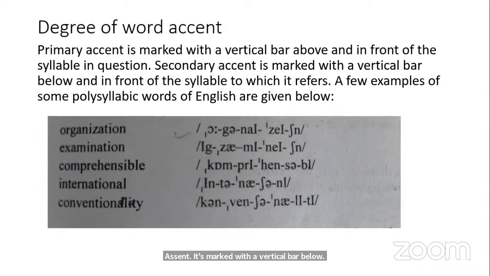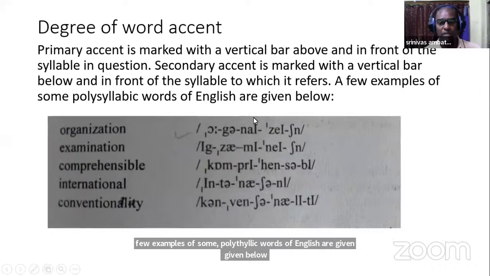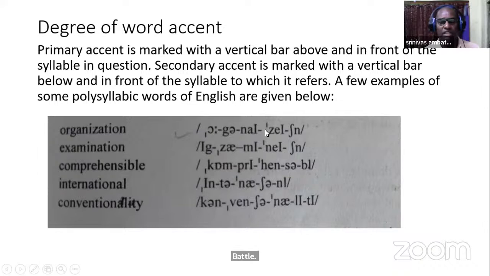A few examples of some polysyllabic words of English are given below. Primary accent is marked with a vertical bar. Here I am putting the arrow. Can you see? This is the primary accent. Wherever there is stress is there. Accent and stress mean you take the breath from your lungs to utter a particular sound. You can check when you are speaking; your lungs will be vibrating.